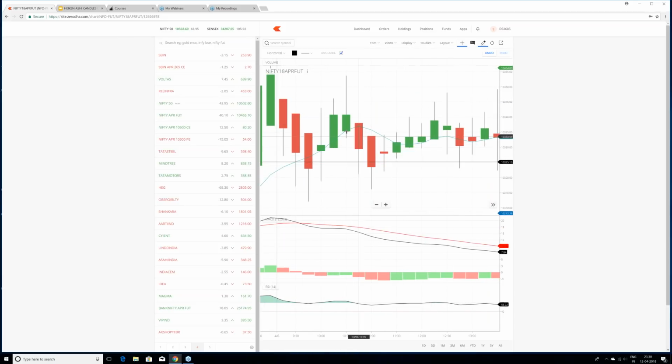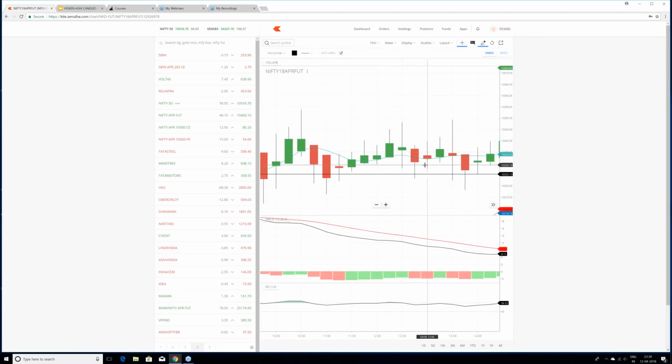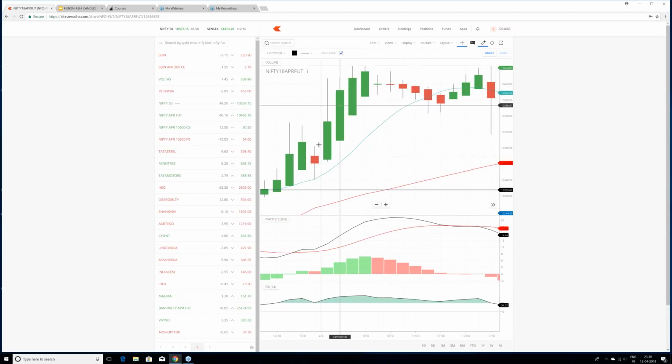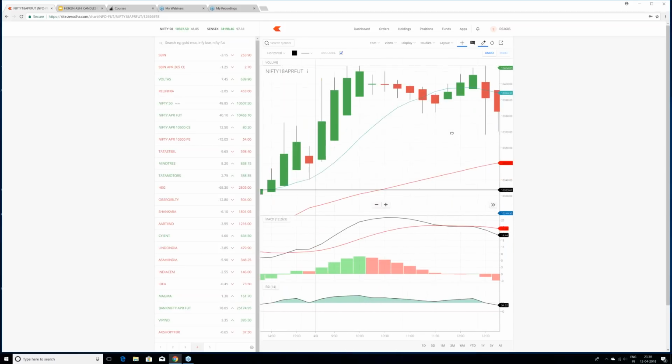Anywhere you look, red candle, doji, then green candle, then green candle, doji, and then red candle. Whenever there's a reversal pattern, green candles, then dojis, and then the reversal. So basically, what I want to tell you here is there's a warning that you get.